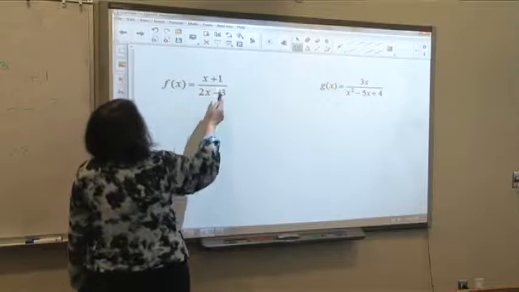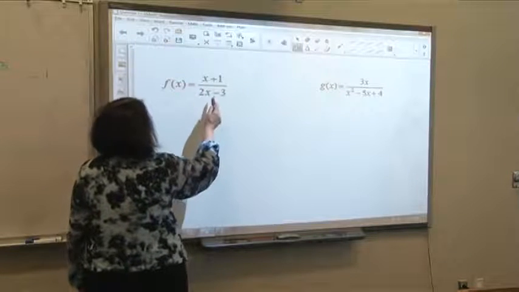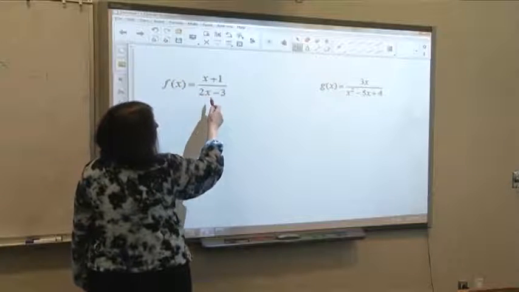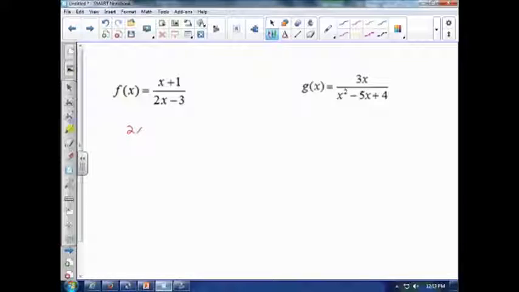So for this function to be defined, the denominator cannot be 0. So the 2x minus 3 cannot equal 0. However, we're going to take the 2x minus 3 and set it to equal 0 so we can find the x value that we need to avoid that makes it 0, so we can exclude that from the domain.